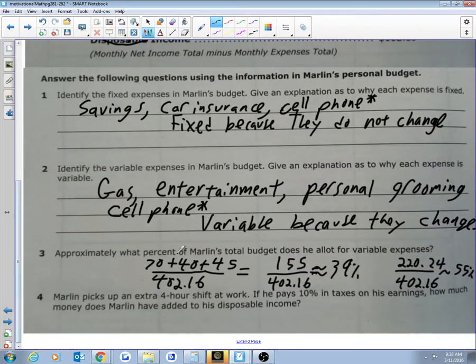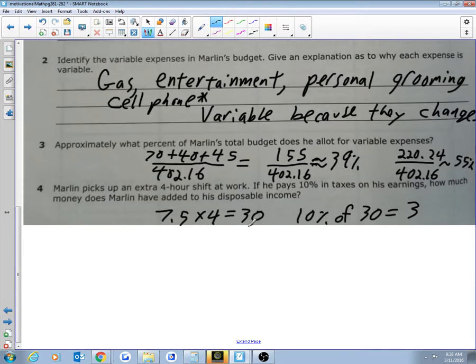So if he works an extra 4-hour shift at $7.50 an hour, 7.5 times 4 gives us $30. So he earns $30, but he pays 10% in taxes. So 10% of 30 would be, move the decimal one time to find 10% of a number, so that's $3 in taxes. So if he makes $30, that'd be his gross income, minus the $3 in taxes would give us $27 added to his discretionary income, an extra $27 to spend however he wants.